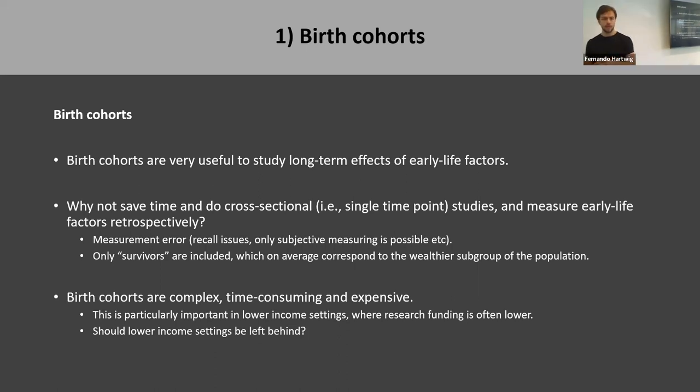So birth cohorts are useful, and they are not prone to this kind of limitations. But as you can imagine, they are complex, very time consuming, and therefore expensive. And this complexity and cost is particularly important in lower income settings, like Pelotas, because we just have less money to do research, right? So those issues become prohibitive in some situations. But we just discussed that those studies are very useful to study long-term associations. So should we just leave low-income settings behind in this aspect? Because the funding is often lower in those settings. Or should we try to do something about it?